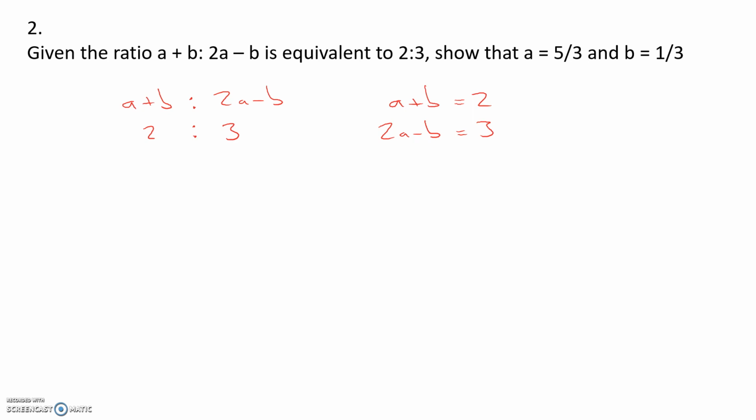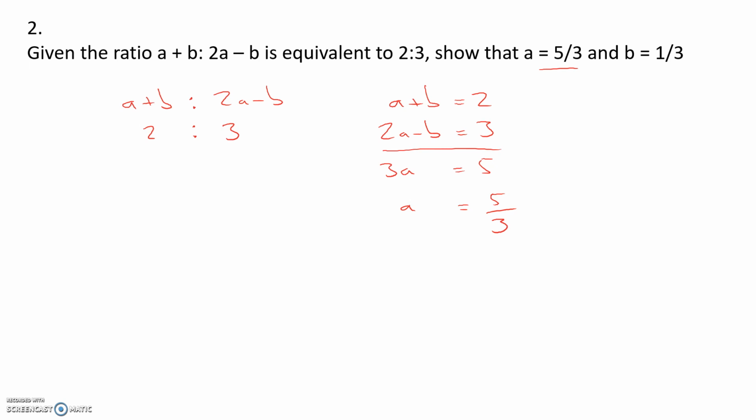Okay, and it looks like we've got two simultaneous equations. We've got a's in, we've got b's in each one. And we've got plus b in the top one, we've got minus b in the bottom one. So if we add those two equations, we should get 3a equals 5. And divide both sides by 3, that gives me a equals 5 thirds, which is looking good. That's what we want. Okay, so how are we going to get b?